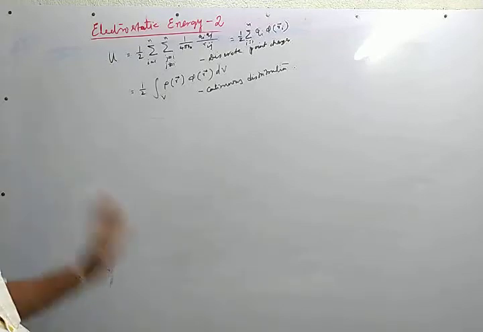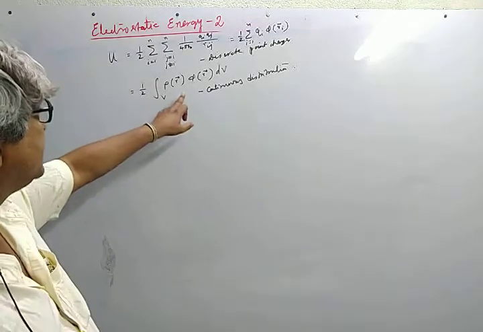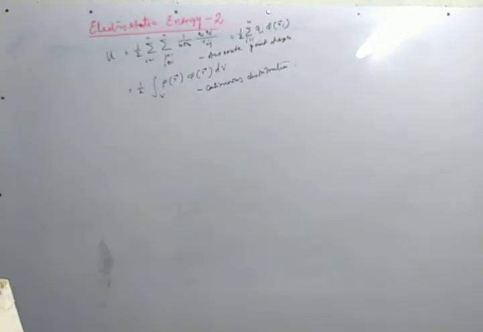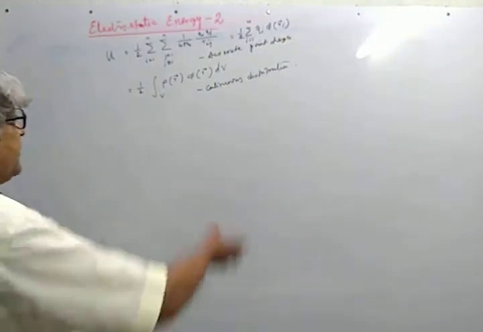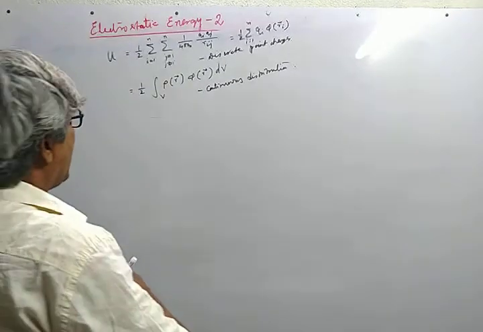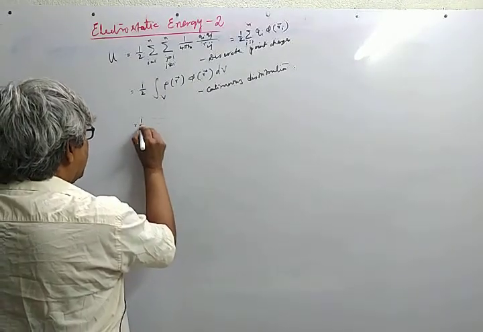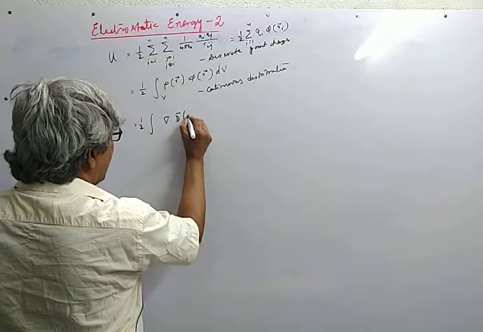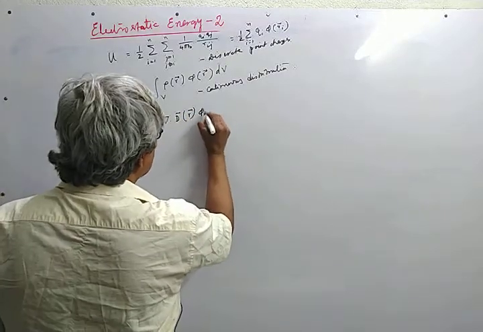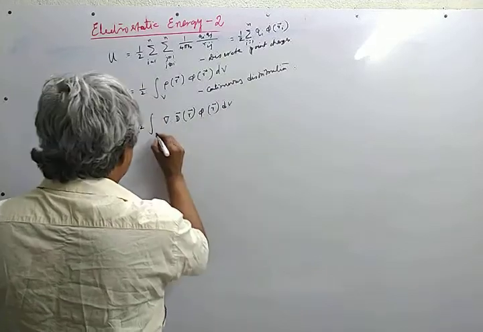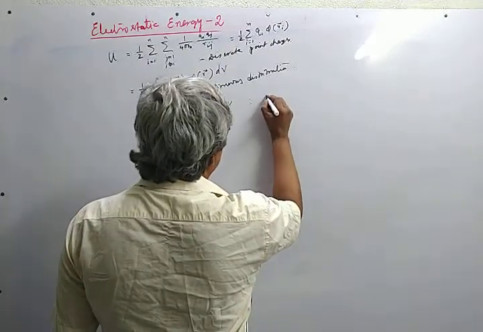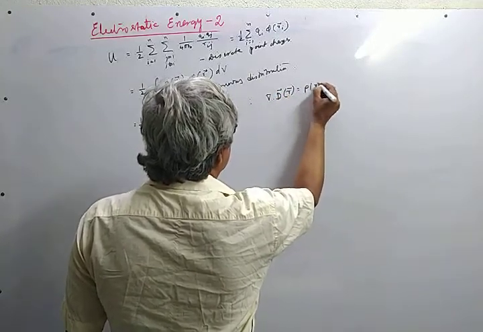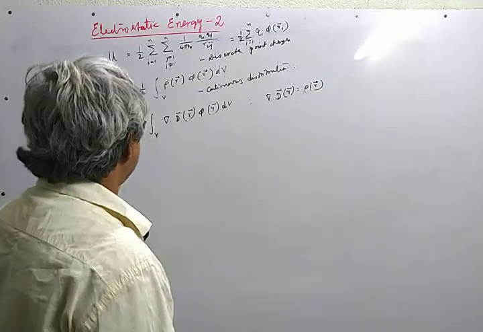Today we shall first express this electrostatic energy in terms of the field vector. So our objective is to express the field energy in terms of field vectors. We start with this expression and replace the rho by Gauss's theorem of electrostatics. So this is divergence of D at R times phi of R dV. Here we have used the differential form of Gauss's law in dielectric medium, where rho is the free charge density.